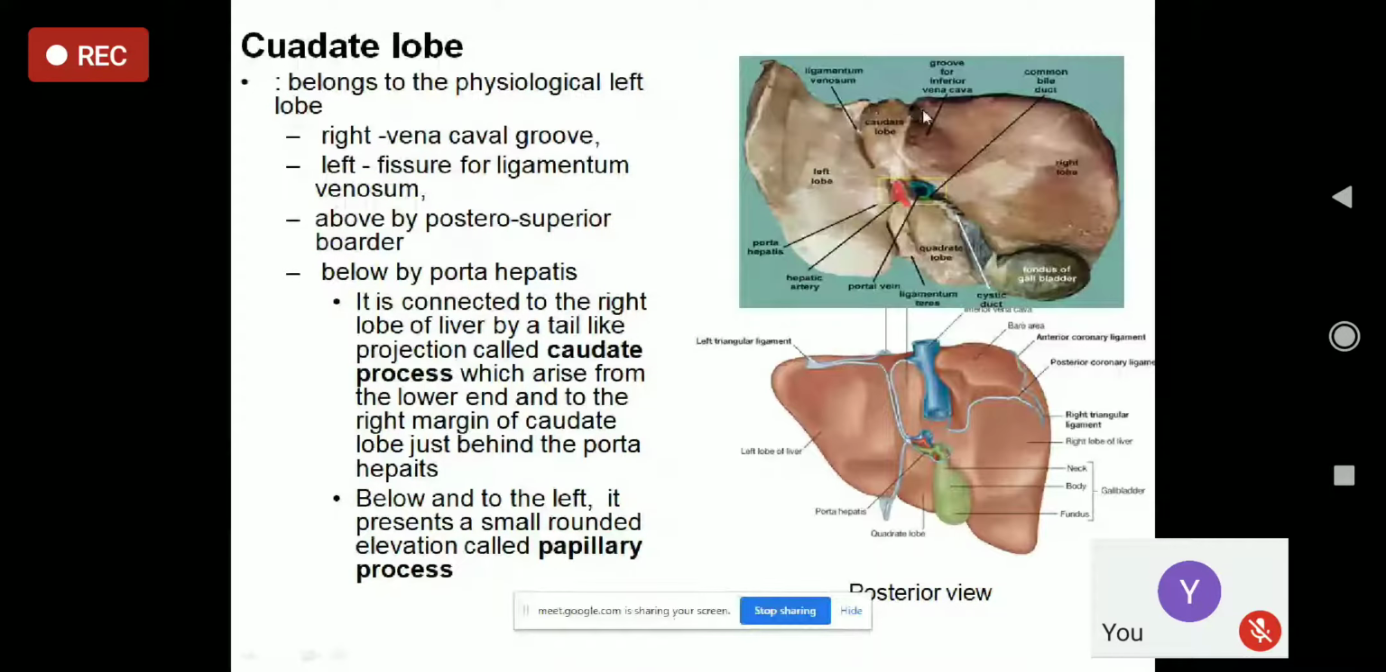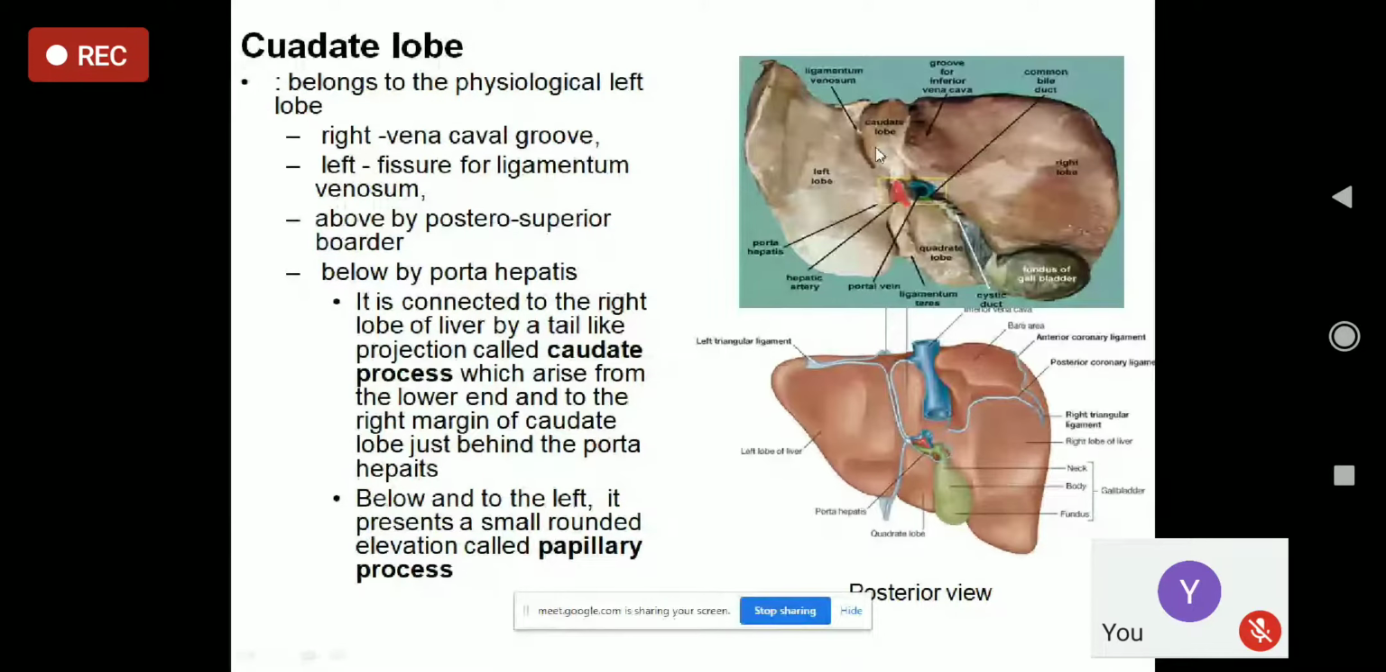Now above is the posterior superior border. Look at it, this is upside down, so this is the inferior border. And below is the porta hepatis. Are you clear about this boundary? Yes, ma'am. So below is the porta hepatis. We'll put the pin over here and you have to write all these boundaries.